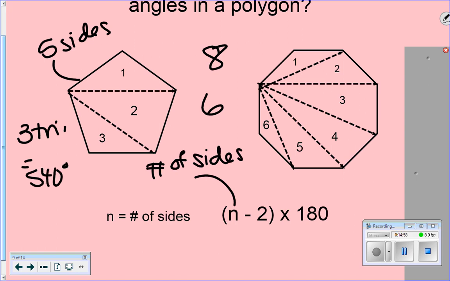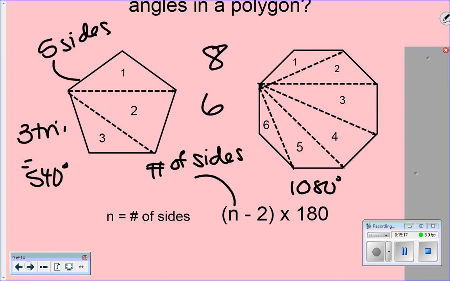This one over here would be 6 times 180, which is 1,080 degrees altogether. So not every one is going to be the same. Not all of them are 360. Not all of them are 180. Everything is different for polygons. Okay? So you catching how this is going?